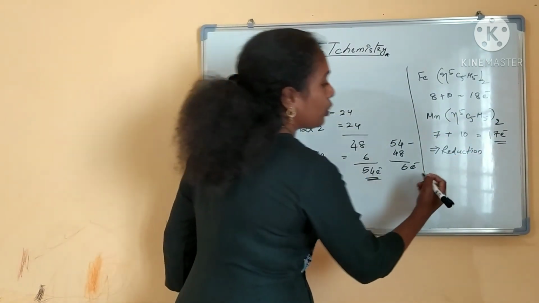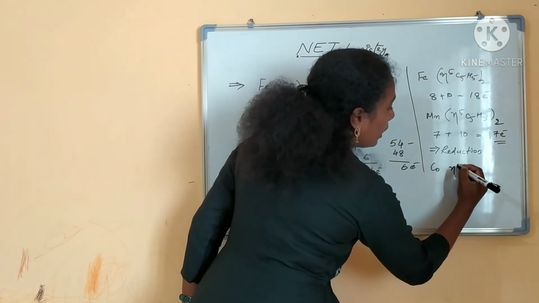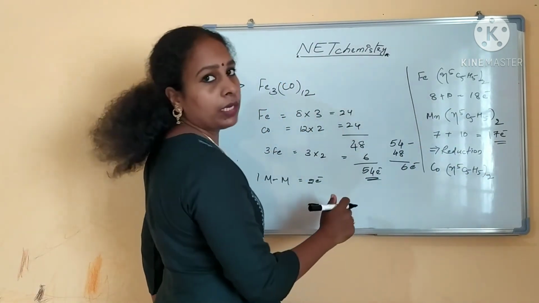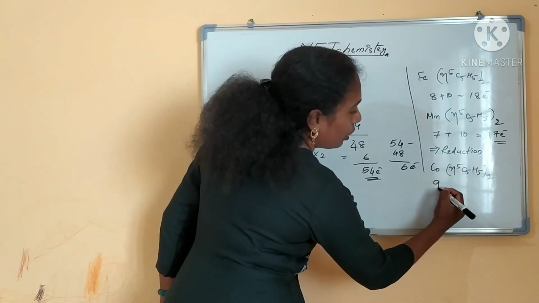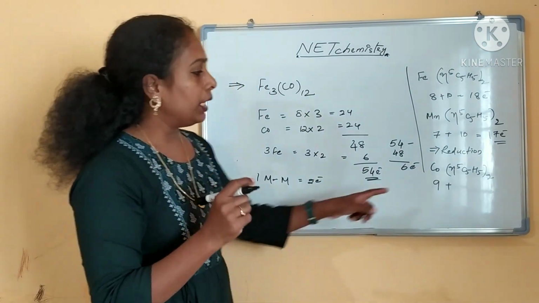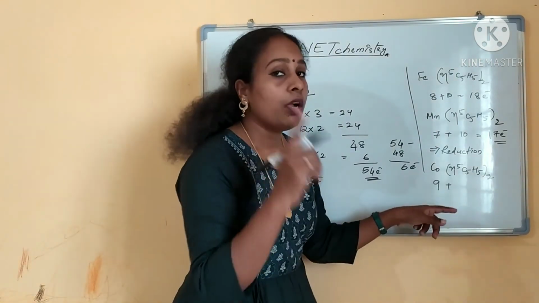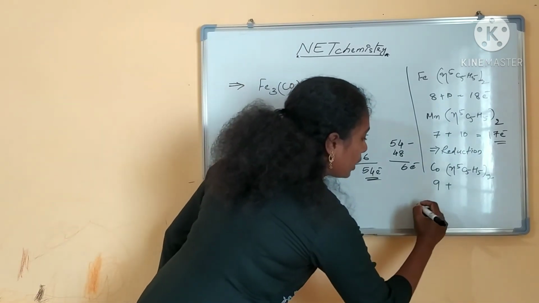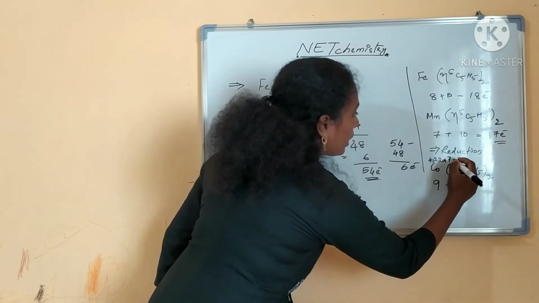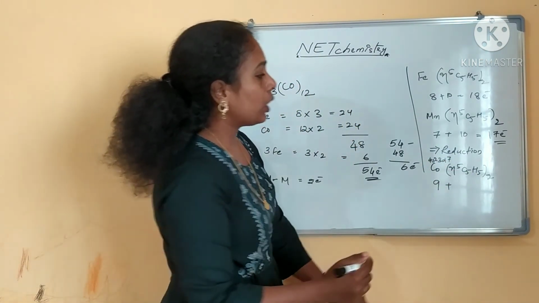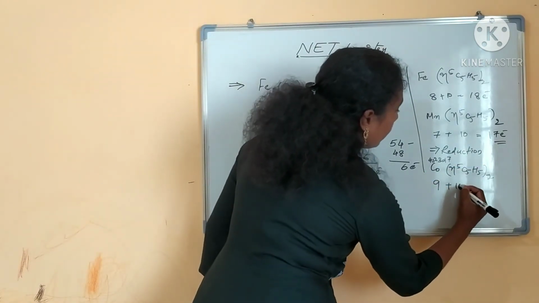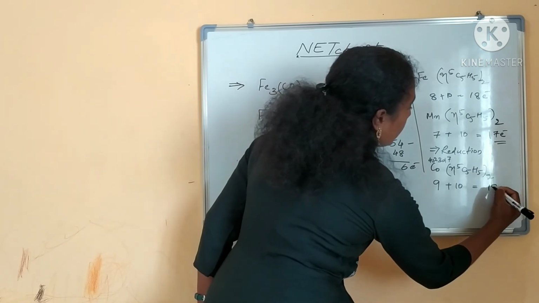Now you see the case of cobaltocene. I am writing cobalt eta 5 C5H5 twice. If you take cobaltocene, what will happen? Cobalt is donating 9 electrons, right? I am writing the outer electrons of the metal. What is the electronic configuration of cobalt? 4s2 3d7, so 9 electrons, plus eta 5 C5H5 twice. How much will it give? 10 electrons. So totally 19 electrons.